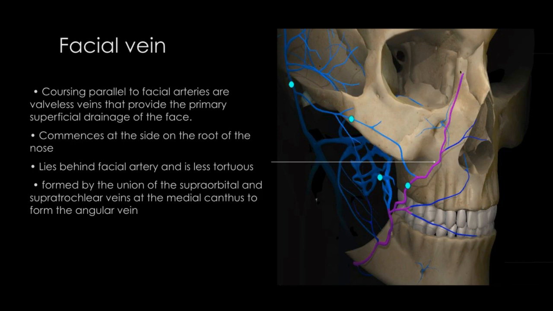It originates in the medial canthus region. In this region you have the supratrochlear vein and the supraorbital vein which join to form the angular vein. The angular vein forms in the medial canthus and it continues down as the facial vein. So, it commences at the root of the nose, lies behind the facial artery, but is less tortuous when you compare it with the facial artery.